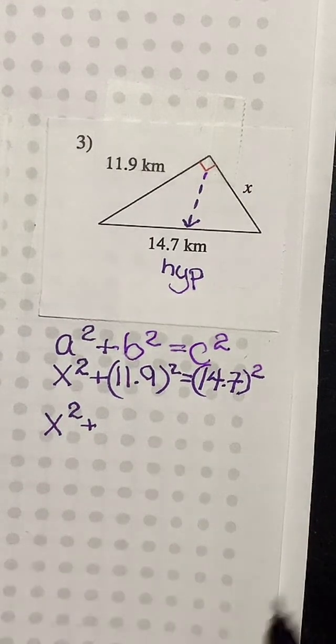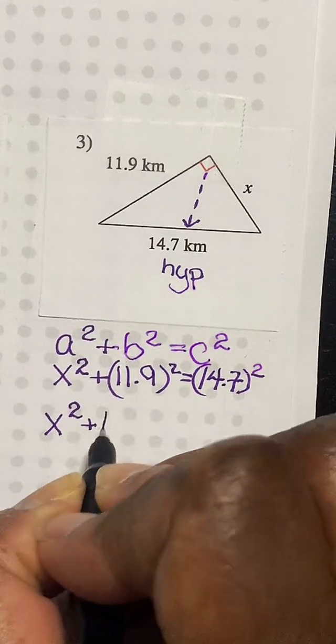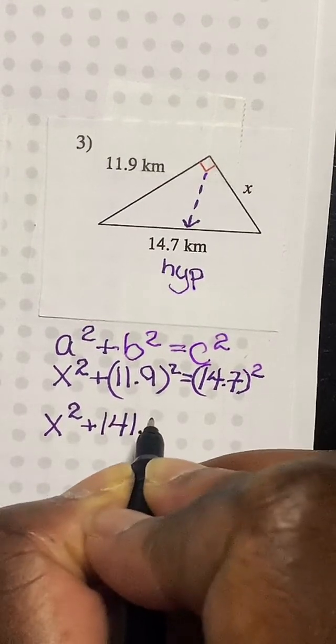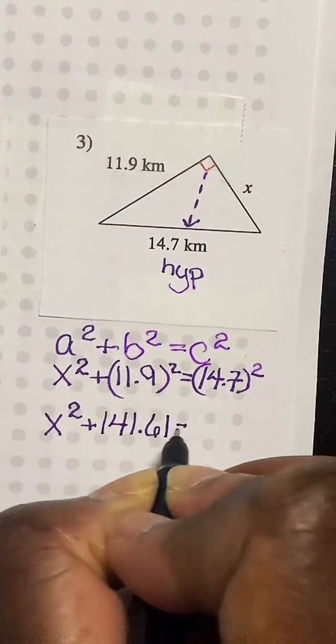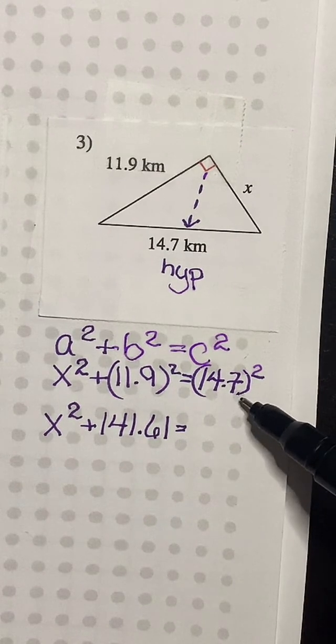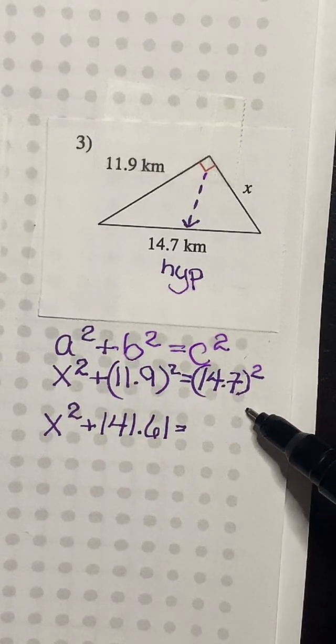So we are in agreement with 141.61. And then what would be 14.7 squared? What would be this hypotenuse squared?